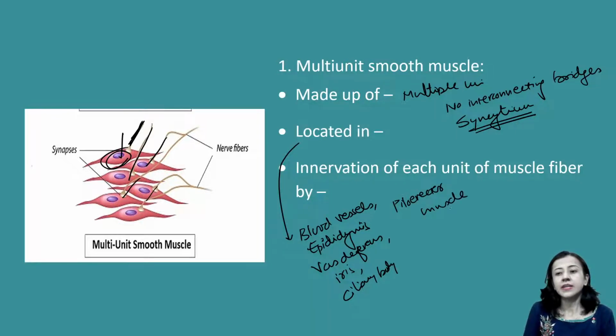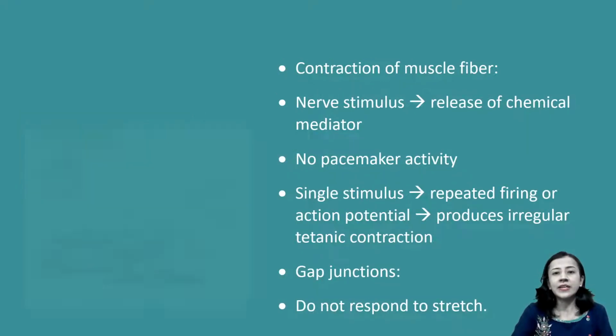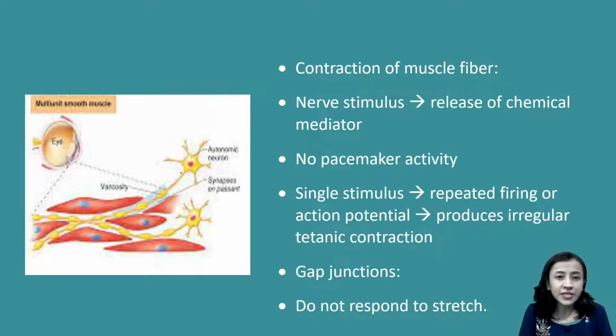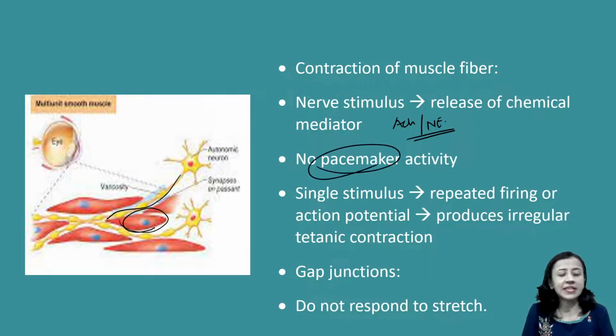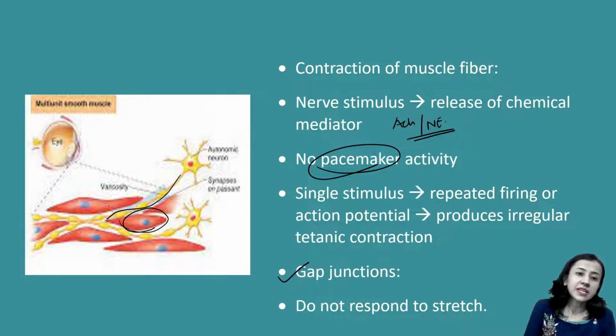Fine. As we have discussed, each muscle fiber is innervated by one nerve fiber. When this nerve gets stimulated, the particular muscle fiber gets the response. There is nerve stimulus, release of the neurotransmitter, and this neurotransmitter causes contraction of this particular single muscle fiber. The neurotransmitter may be acetylcholine or norepinephrine. But they don't have syncytial activity, they don't have pacemaker-like activity. So they don't act as a single unit, and they don't have gap junctions also. These muscle cells are not connected with each other, they all are separated.